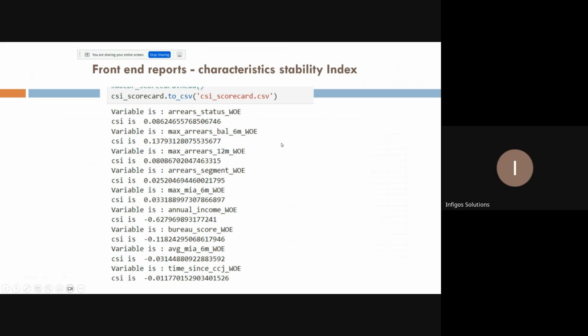This is our calculation of different variables. So we have this variable which has a maximum of 0.13. Then we have another variable, annual income, which has 0.11. Ideally, you want it to be less than 0.1. Like maximum should be 0.25, right? Same as PSI. Okay, agree with you.